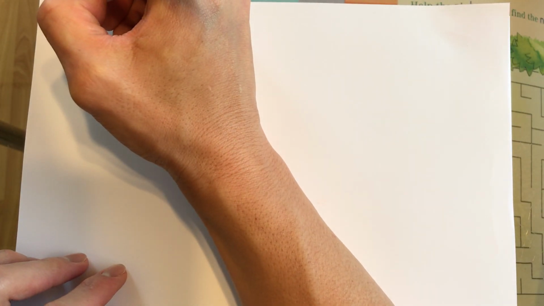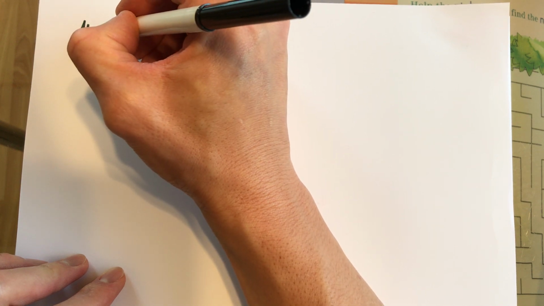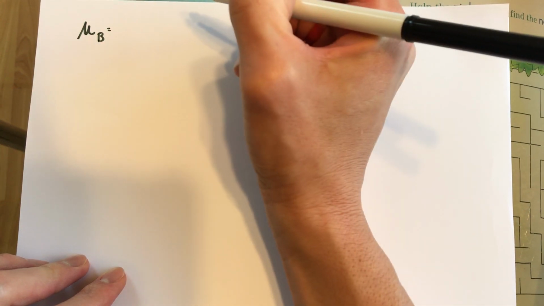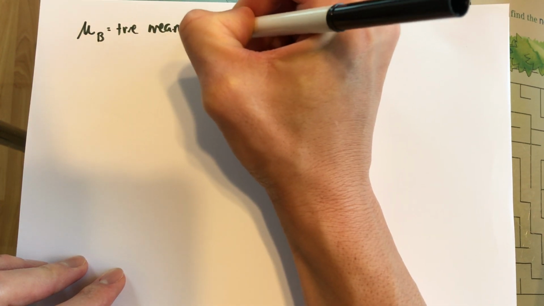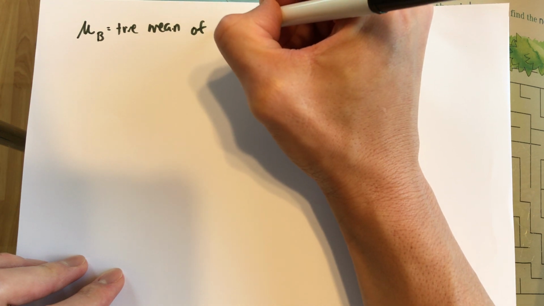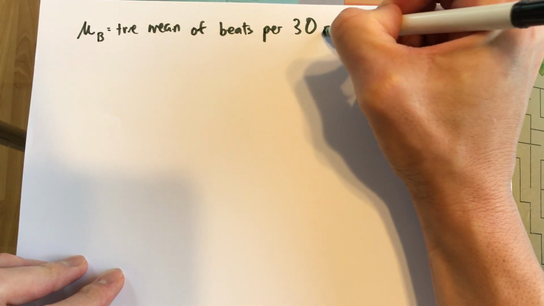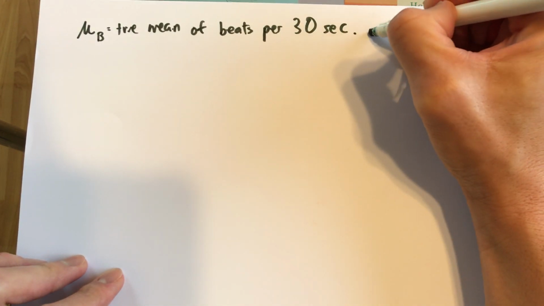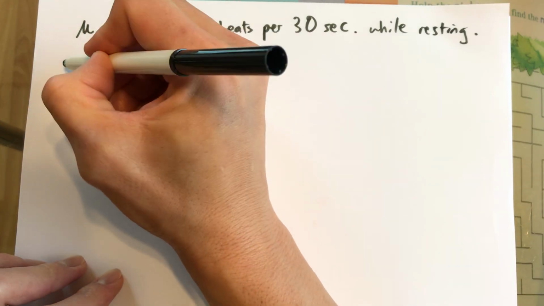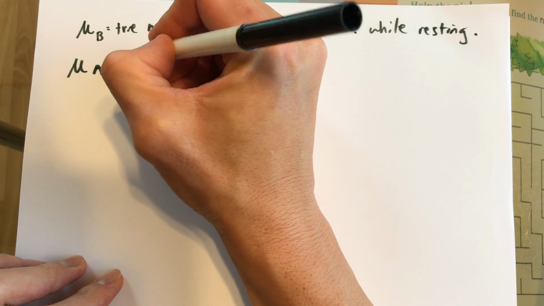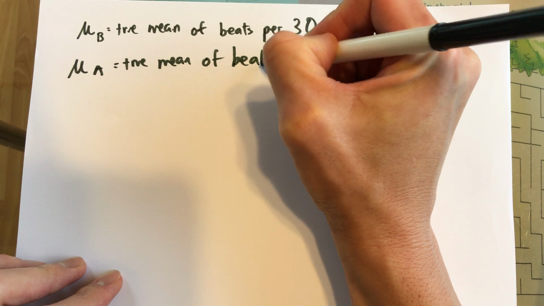So we have to first define our variables, right? So let's define what mu, we'll use before and after again. So mu sub b stands for the true mean of beats per 30 seconds while resting.